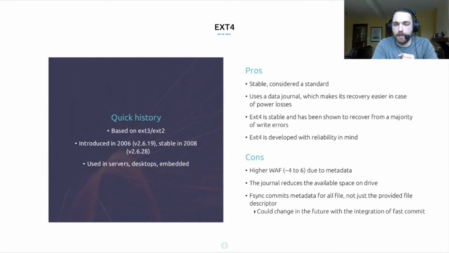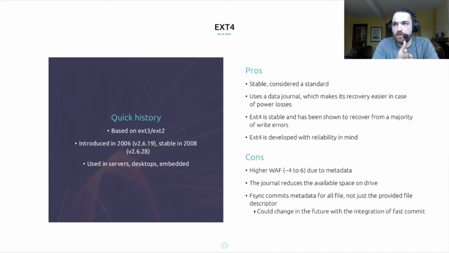It's used also in embedded. And because it uses a data journal, it makes its recovery very easy. You just have to read the journal. ext4 is very stable. It's been shown by the same study as F2FS to recover from a majority of write errors, and especially in the case of power losses. So it's very reliable. Basically, it has been developed more with reliability in mind, and it has actually improved reliability over its predecessors, ext3 and ext2.